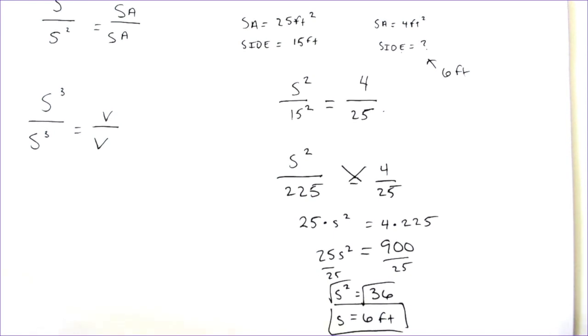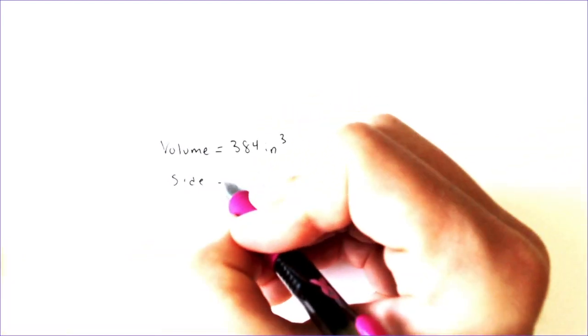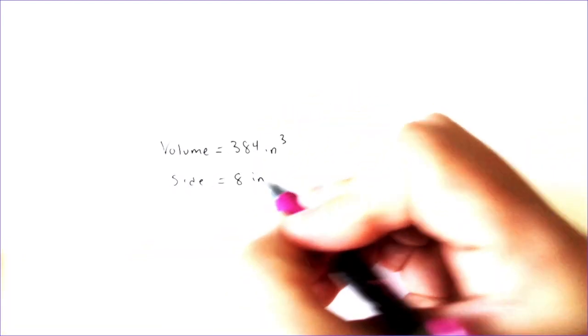All right, let's try our next one. So for our next problem, we are going to be given the volume of one shape is going to be 384 inches cubed because volume is cubed. And its side is going to be 8 inches.